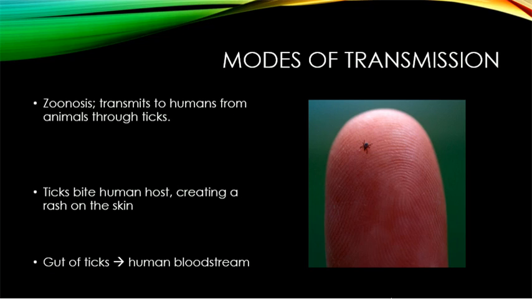In Europe, the primary tick type is Ixodes ricinus, and in China, Ixodes persulcatus. These are the two main vectors in those areas. So again, this is a very widespread disease that occurs all over the world.